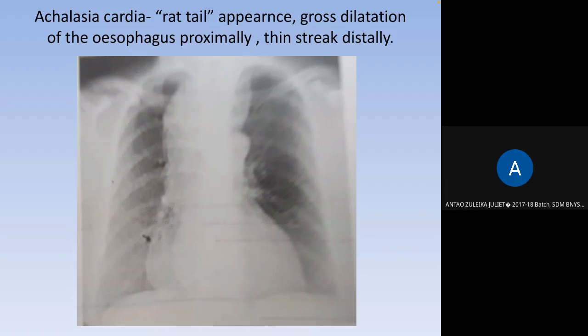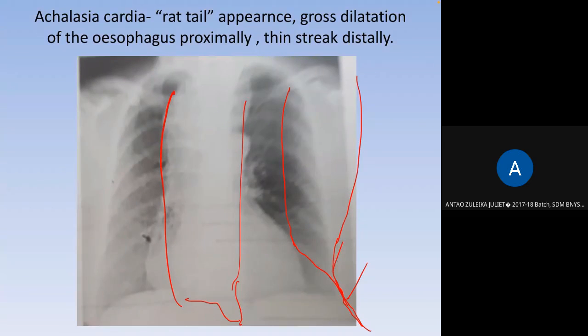Okay, this is another bird beak or rat tail achalasia cardia appearance where there is gross dilatation of the esophagus. Okay, and there is a thin tail-like thing which is not that good. Usually, it will be like this: a huge esophagus will be there, and then it tapers like this, and this is what they call rat tail, bird beak, or whatever it is.